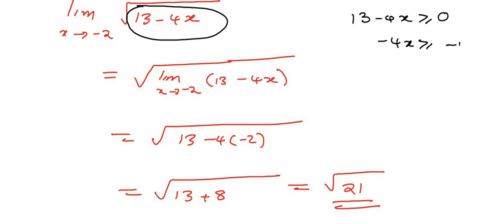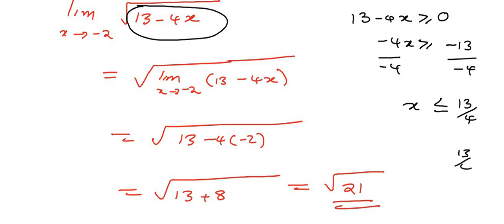Take the 13 to this side. Then you're going to have -4x greater than or equal to -13, and dividing by -4, x is less than or equal to 13 over 4. All numbers less than or equal to 13 over 4, closed, going down to negative infinity. That's the domain, of which -2 is part. So this function is defined at -2.